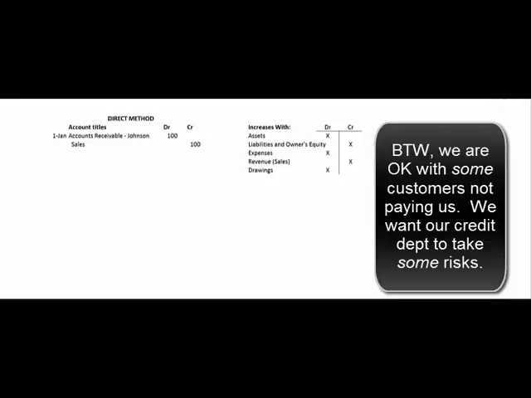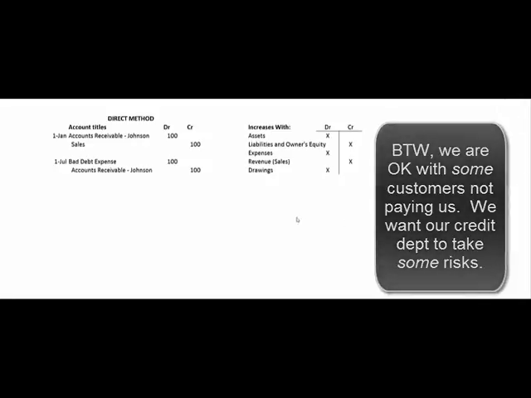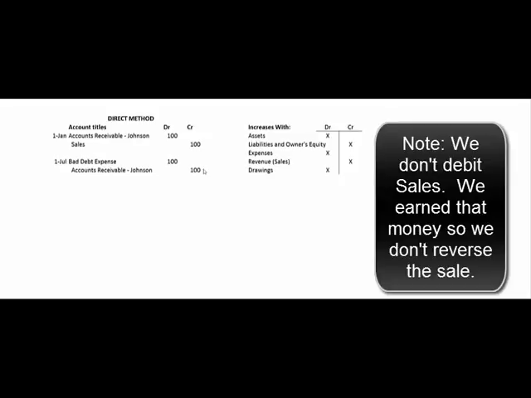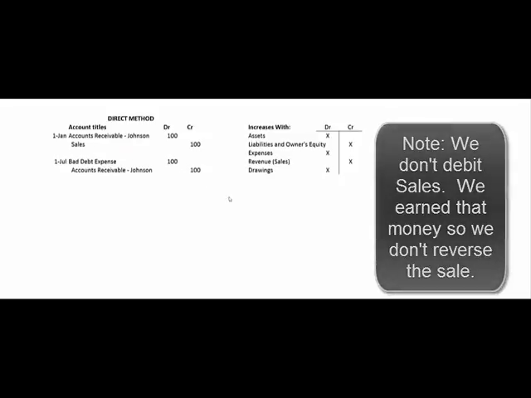So in the direct method, it's pretty simple. Let's say it's July 1st, and we decide to write them off. That account receivable is on our books with a debit balance of $100. So to zero it out, we're going to credit it for $100, and then we're going to debit bad debt expense for $100. That's pretty simple and straightforward, and GAAP says we're not allowed to use that method.